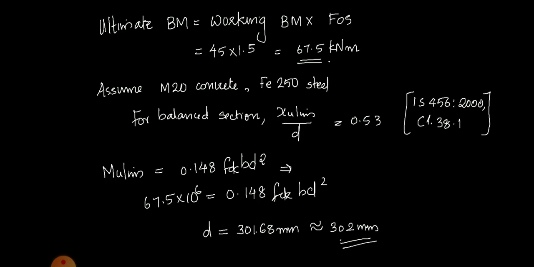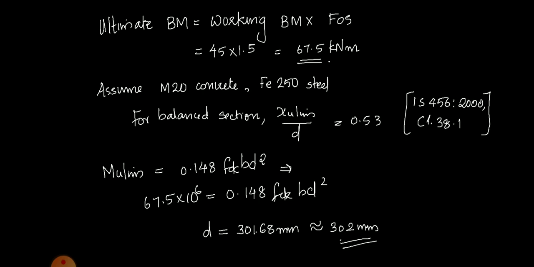Then the ultimate bending moment is given by working bending moment into factor of safety. Factor of safety is 1.5. Applying that, we will get the ultimate bending moment as 67.5 kN meter. Also we have to assume the grade of concrete as M20 and that of steel as Fe250. For a balanced section, XU limit by D equal to 0.53.